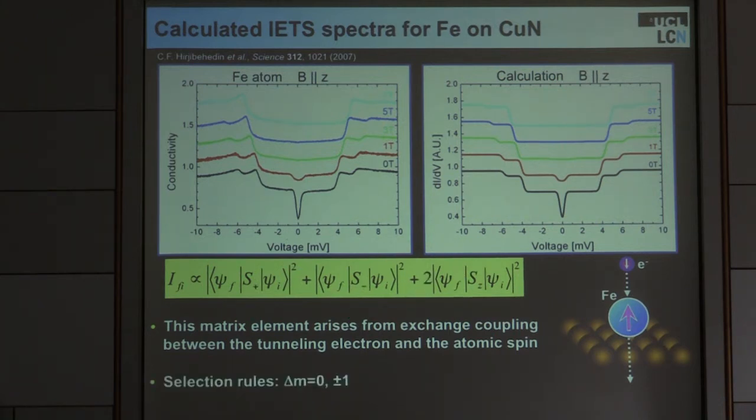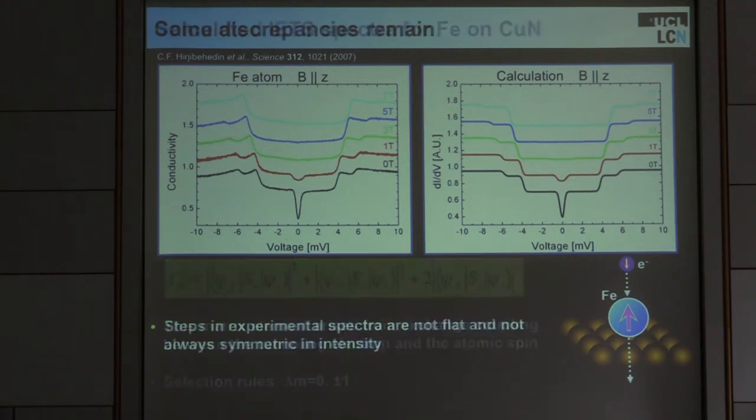If I write this out in a slightly different way and I replace sx and sy with s plus and s minus, then you can also very quickly see what our selection rules are going to be. We're going to have delta m equals 0 and delta m equals plus or minus 1 selection rules. Okay, so we were very proud of this when we first did this. This looks very good, but as it turns out, this is not the full story.